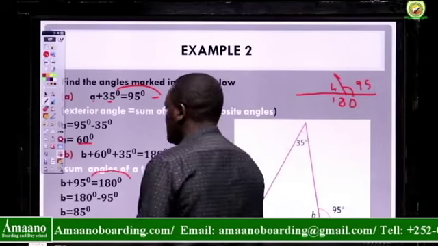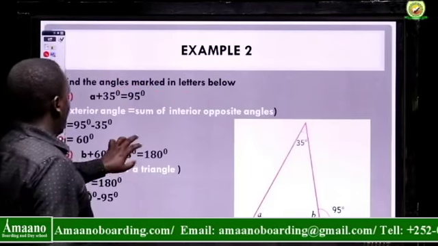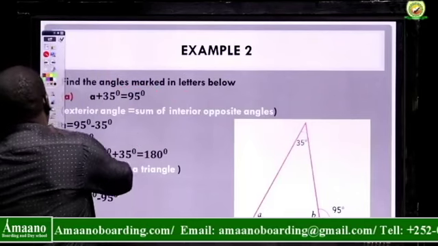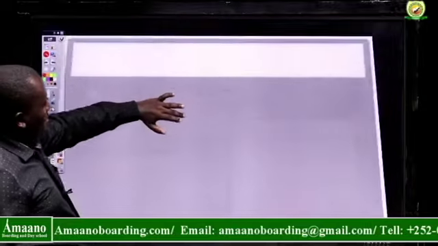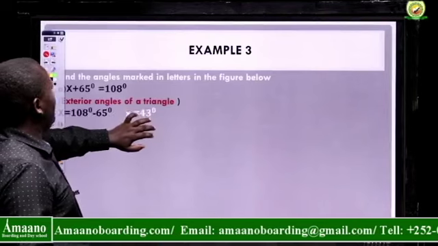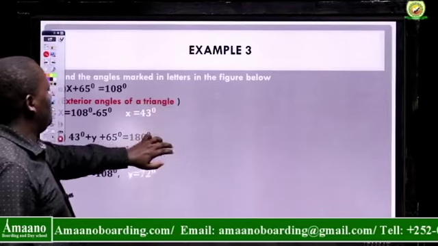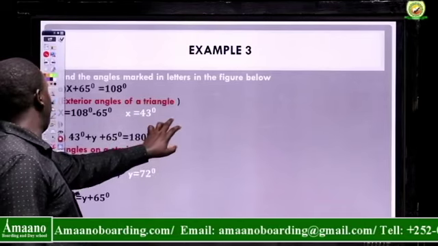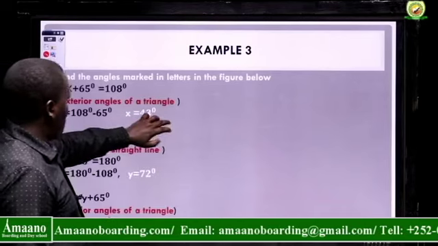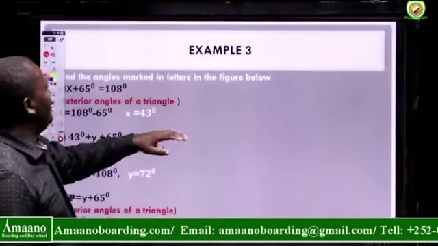Let's check the next example that we have here. Next example, that's example 3. Find the missing angles of these marked letters. Now let's look at the diagram. Okay, the diagram is coming there. We have exterior angles and interior angles. Find the angles marked in the letters below.